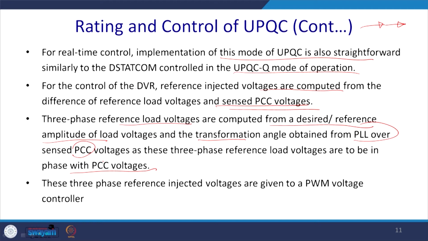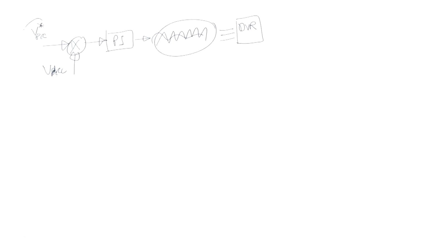The 3 phase reference injected voltages are given to the PWM voltage controller to control the voltage. So, if you go back, I require to modify a little. Ultimately, all are converted from ABC to DQ, where theta comes from the PLL. So, your actual PCC voltage is available. So, this is the PCC voltage A, B, C, and ultimately you get D and Q.